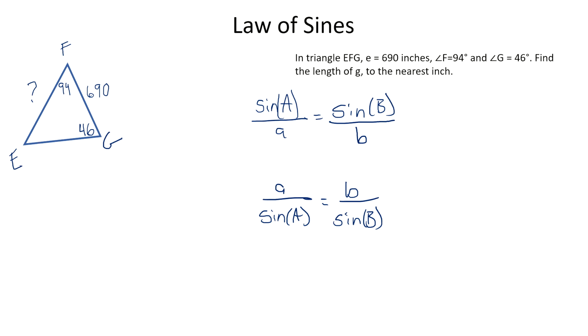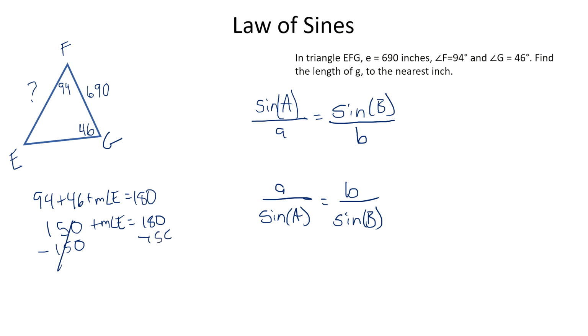We know all the angles in a triangle add up to 180. So I'll add up our angles: 94 plus 46 plus the measure of angle E equals 180 degrees. We add these two together, we get 150 plus the measure of angle E equals 180. We subtract 150 from both sides, those cancel out, and the measure of angle E equals 30. So I'm going to plug that in right there.